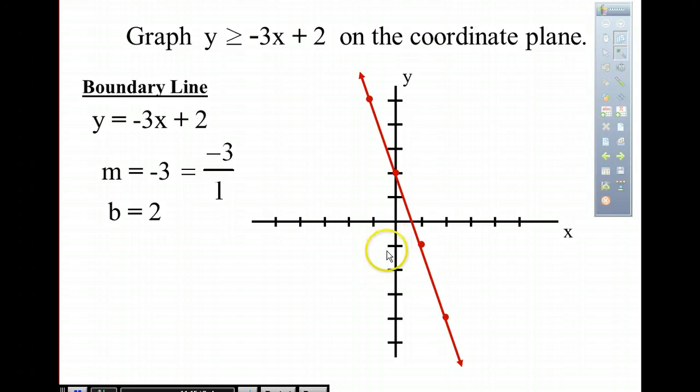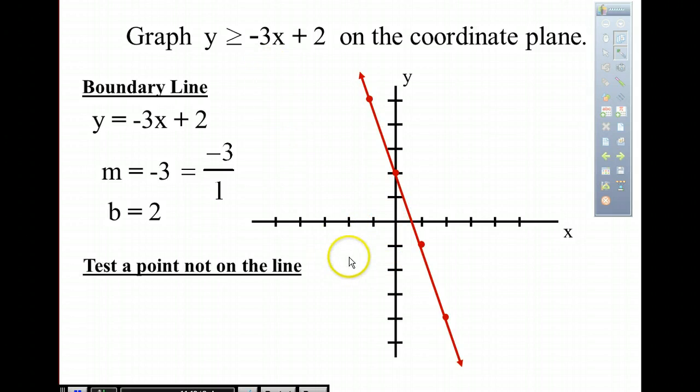How do we know for sure that we shaded the right side? We can check a point that's not in the shaded area. So if you throw 0, 0 into our inequality, we should get something that is not true. 0, 0 is not in the shaded area, therefore it is not an answer. So if we plug it in to check, we should get something that's false.